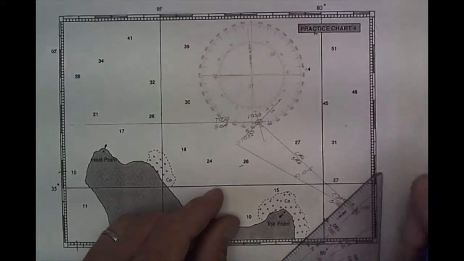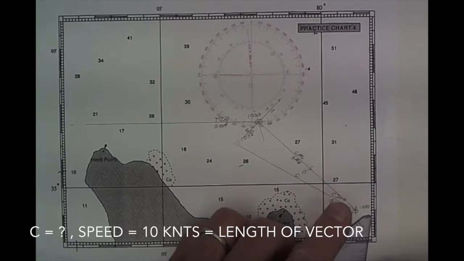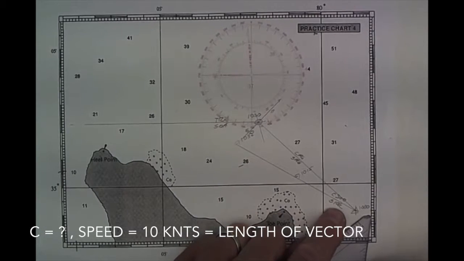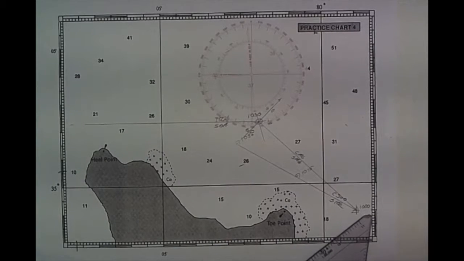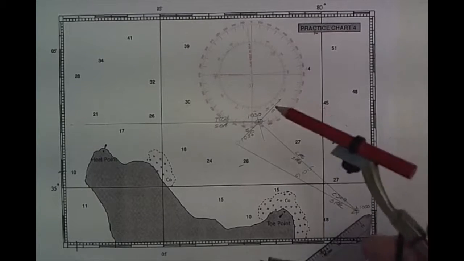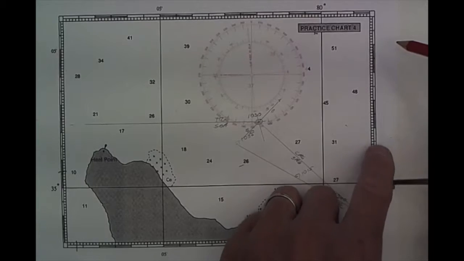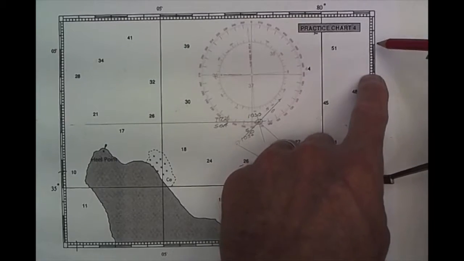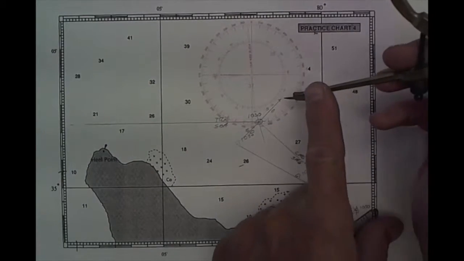But what we do know about the course and speed vector is the magnitude or the length of it. We are maintaining an engine speed of 10 knots. So we know the length of the course and speed vector. It's going to be a magnitude of 10 knots. In half an hour, that's 5 nautical miles. So we can open our dividers up to 5 nautical miles. 1, 2, 3, 4, 5. Dividers are open to that distance.